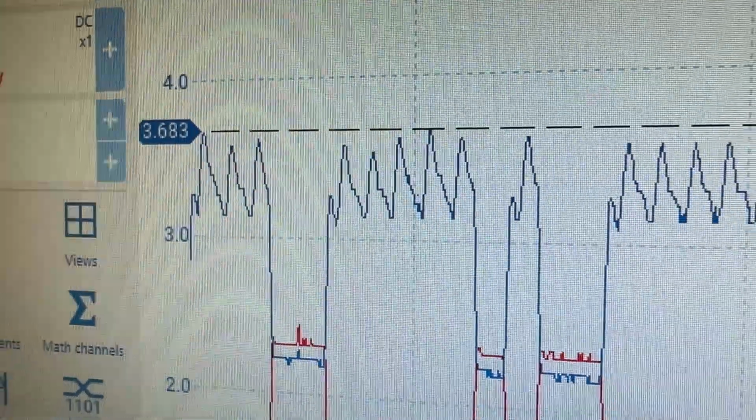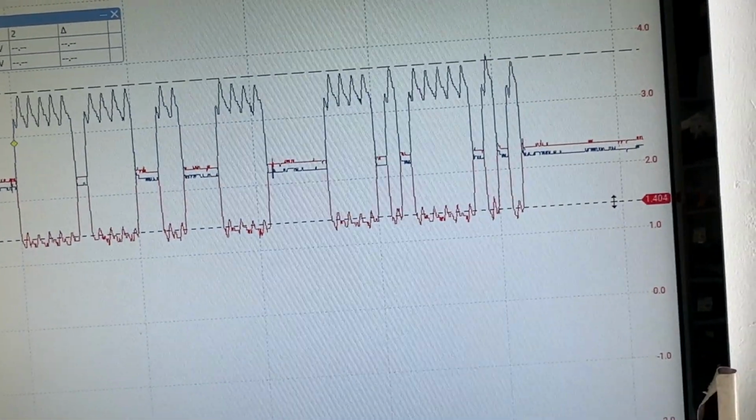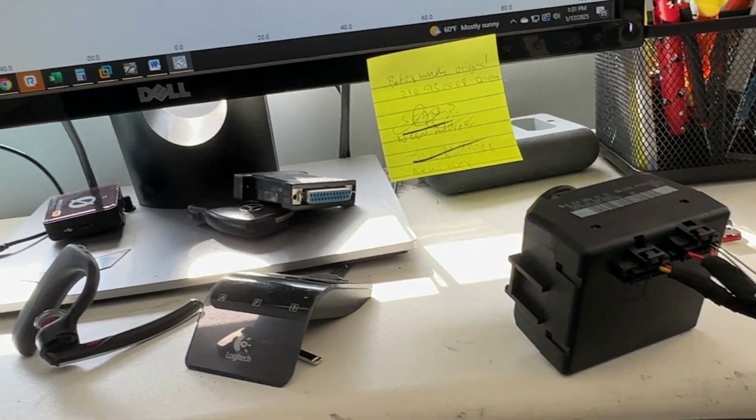We have it tagged at 3.6, and you can see it's looking pretty good. It's at 1.4. Looks pretty good. Okay, so this is going to be a good replacement switch.